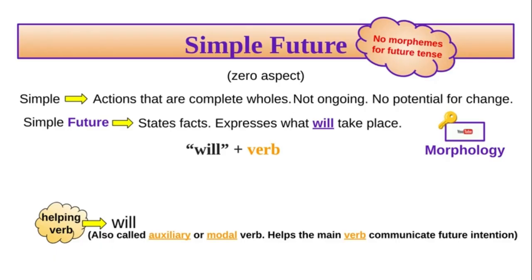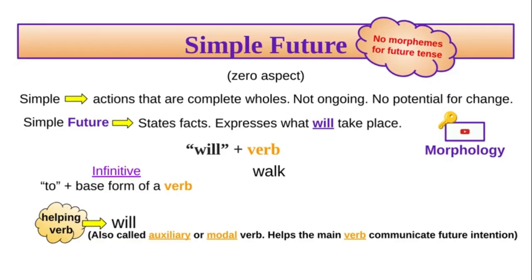We can't know for sure what will happen in the future, but we can express future actions by including the helping verb will. Here we have an infinitive, to walk. To conjugate this regular verb, simply drop the to, and we're left with the base form of our verb, walk. Okay, we're going to add the helping verb will to communicate future intentions. Okay, here's a sentence using the subject pronoun I, the first person singular pronoun I. I will walk to work.